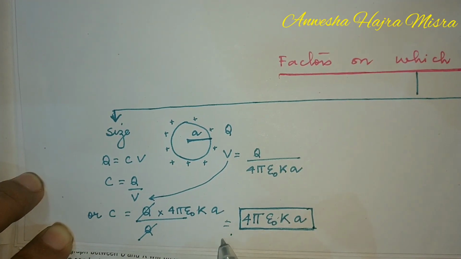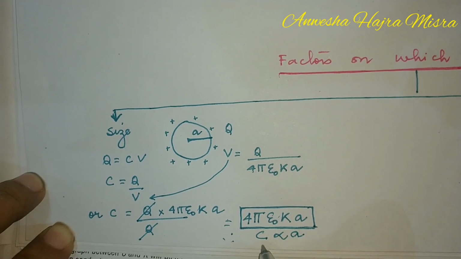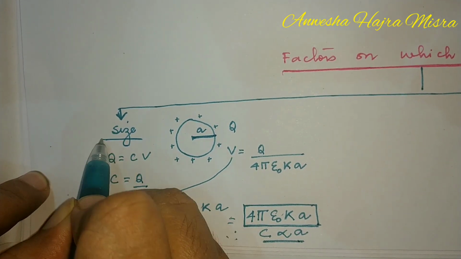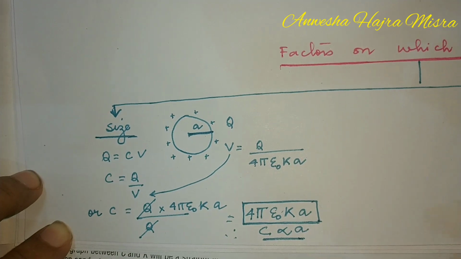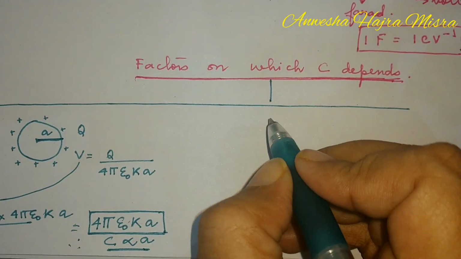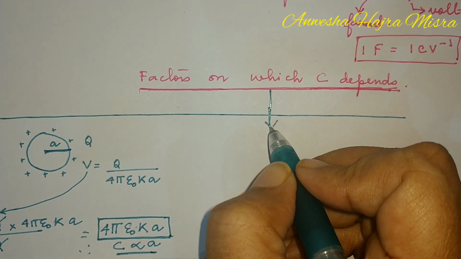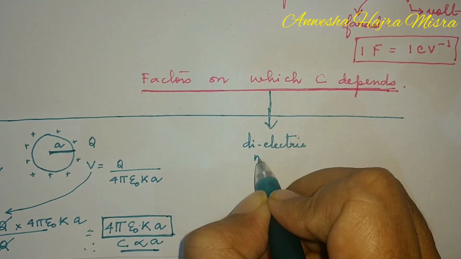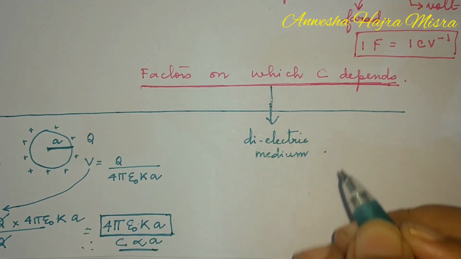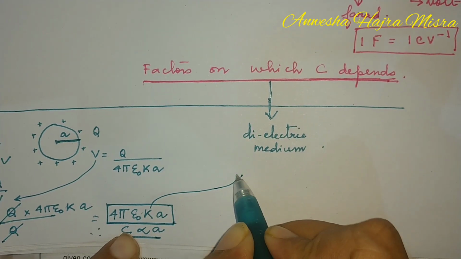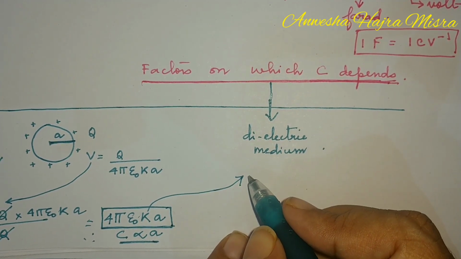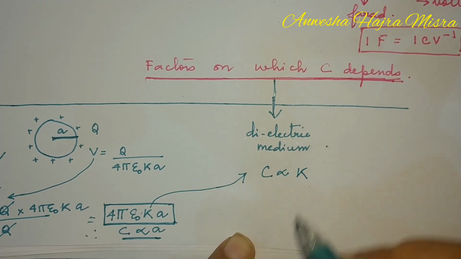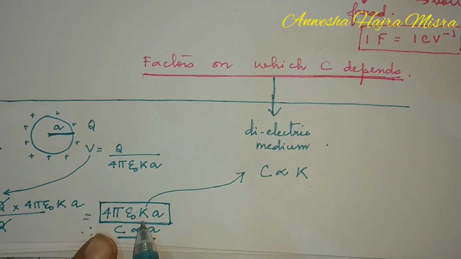Now you see, capacitance is proportional to the size, the radius. Greater the radius, greater is the capacitance. So it depends on the size. Point number 2. Capacitance depends on the presence of a dielectric medium. I'll be explaining this dielectric medium later on. So if you have a dielectric medium K, without medium the K won't be there. So greater the dielectric medium, greater will be the capacitance.